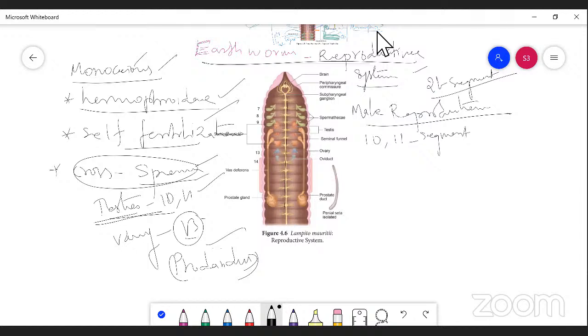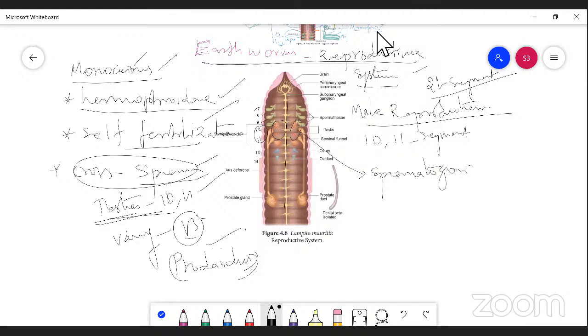From the structure, segments 7, 8, 9 are the spermatheca, which temporarily store the sperm cells. Then the 10th and 11th segments hold a pair of testes. That is the male reproductive organ, the primary sex organ of the earthworm. The testes give rise to germ cells, called spermatogonia.